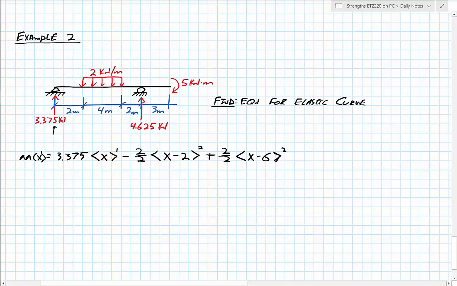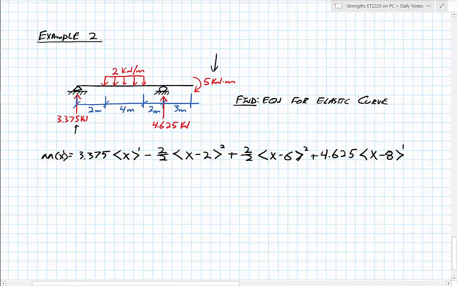Then I have that other point load, so it's going to look like the first one: 4.625 x minus a, and this is occurring at 4, 5, 6, 7, 8, so a is 8, and this will be to the first power. And then that 5 kilonewton meter, I'm not even going to put on there because it is in essence irrelevant, right? Then I'm going to integrate.